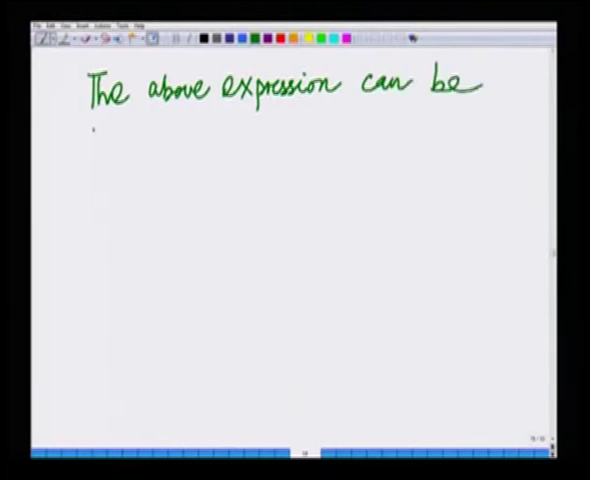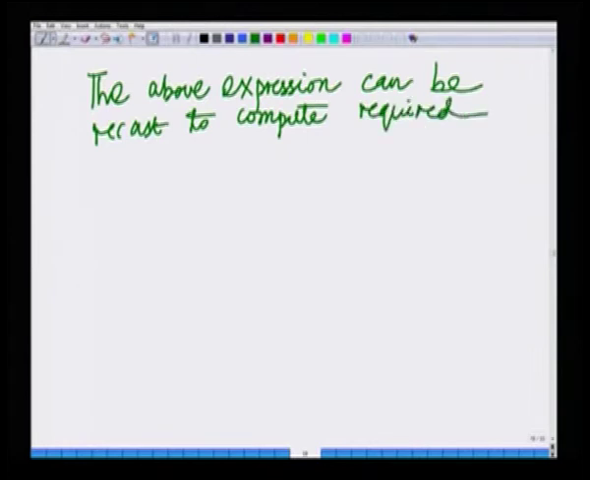the above expression can be recast to compute the required transmit power. It can be recast to compute the required transmit power as follows.